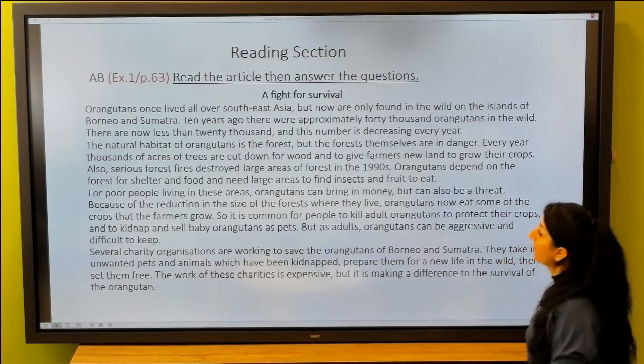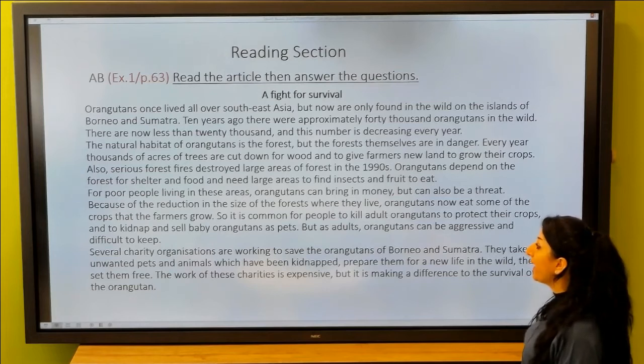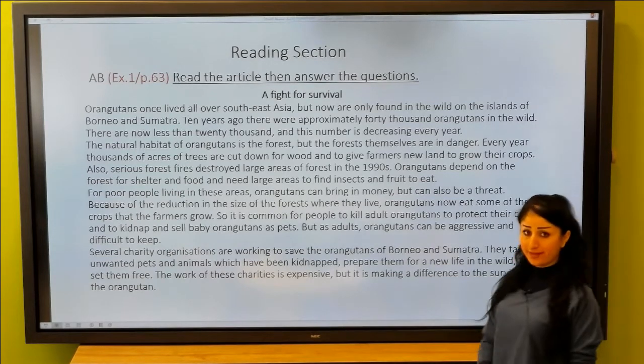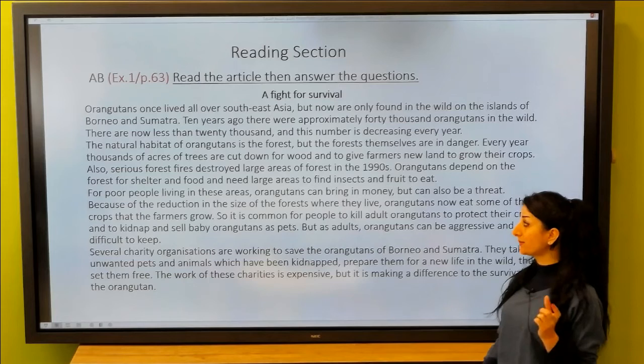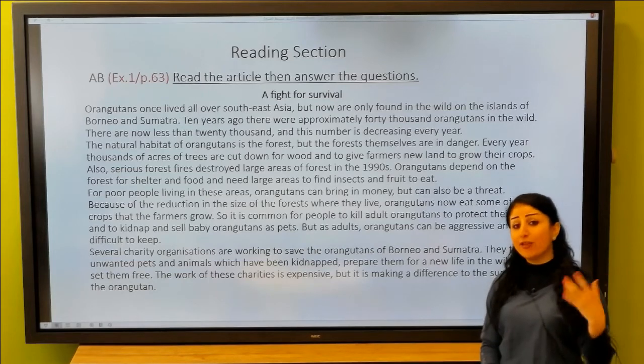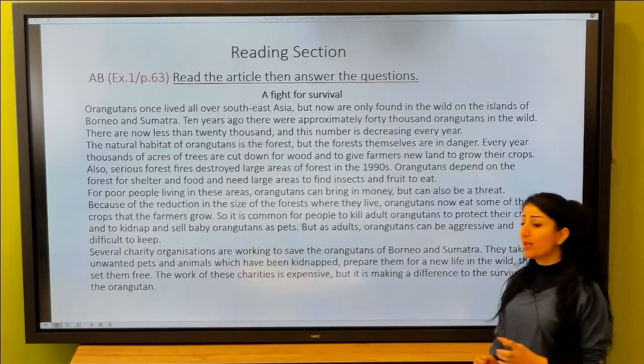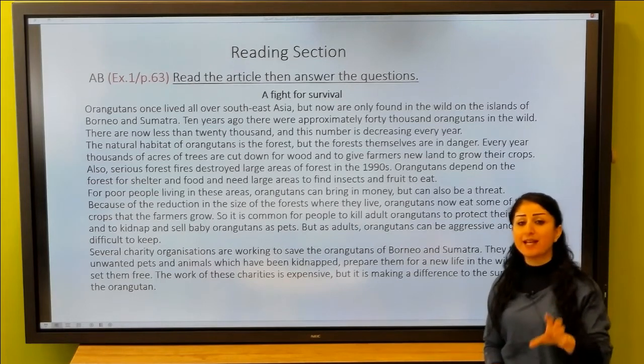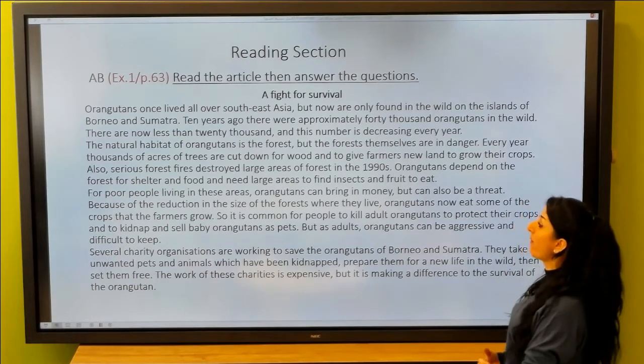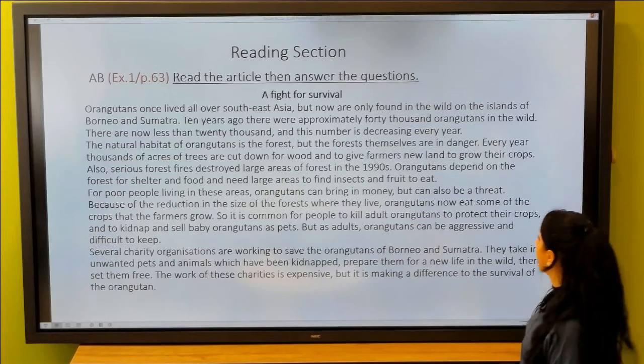Every year, thousands of acres. What's the meaning of acres? Acres, it's an area of land measuring or equal to 4,840 square yards. I will repeat.